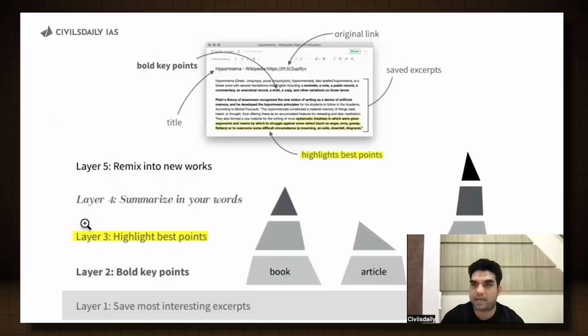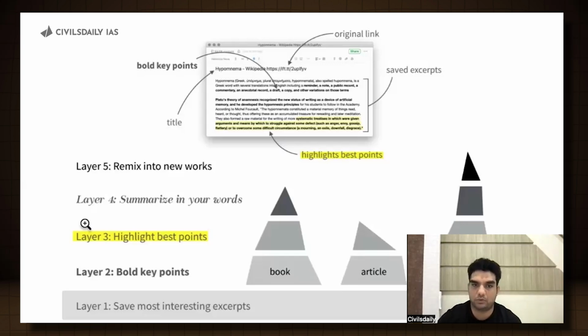There are certain paragraphs in bold, certain lines, certain best highlighted points. Certain excerpts are there. There are certain bold key points. You will be able to quickly find what topic it is, and once you find that topic, you'll be able to quickly read through the whole thing.